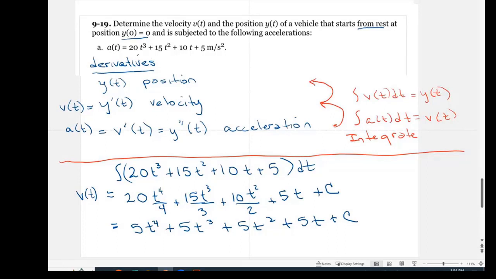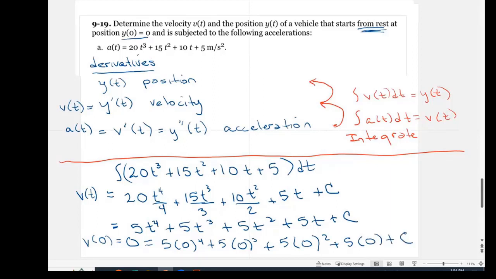Let's see if there's something we can use. Oh, look, I'm starting from rest. That means that my car is not moving. And if my car is not moving, I can say that v of 0 is equal to 0. I just plug 0 into all my t's. So I have 5 times 0 to the fourth plus 5 times 0 to the third plus, hopefully you know where this is going, plus 5 times 0 plus c. And this is 0, this is 0, this is 0, this is 0. And now I know that c equals 0.